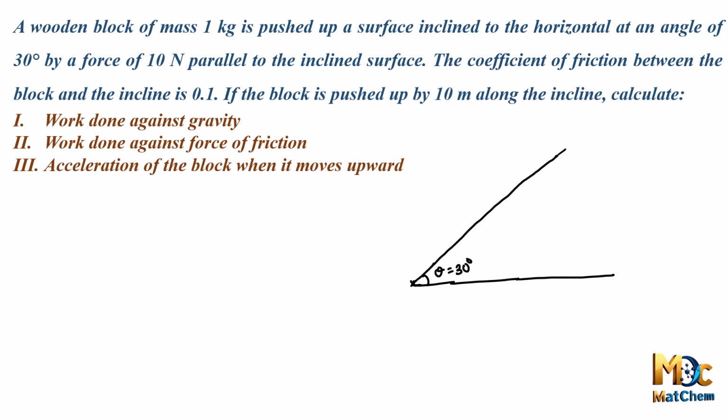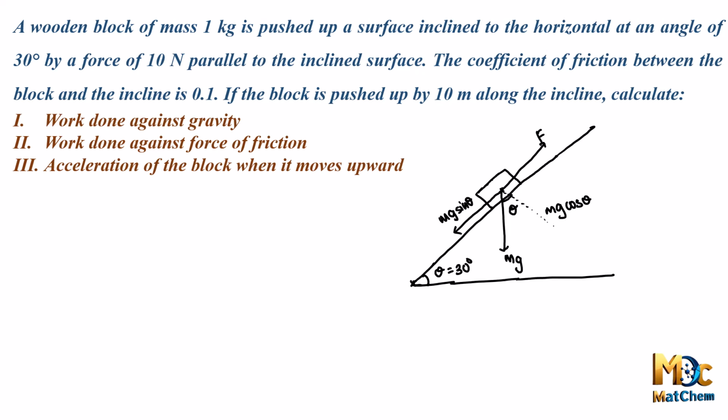The mass of the block is 1 kilogram. Let the block be here. Due to gravity, its weight will be acting downwards, equal to mg. Since this angle is theta, if you draw perpendicular to the surface of the block, this will also be equal to theta, that is 30 degree. According to vector resolution, if this is mg, it can be written as mg cos theta, and this as mg sin theta. You are applying a force in this particular direction.